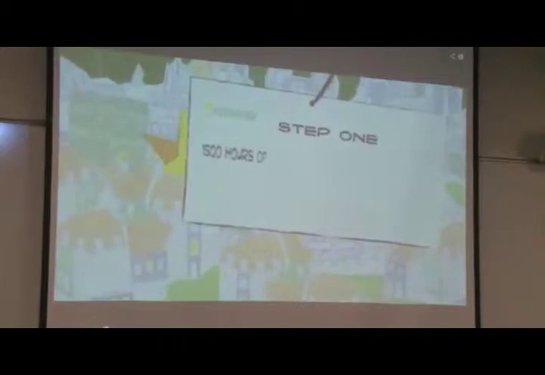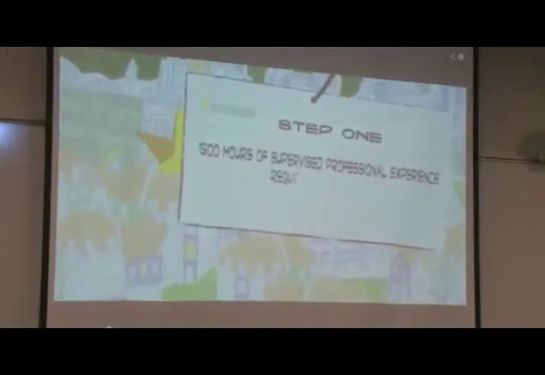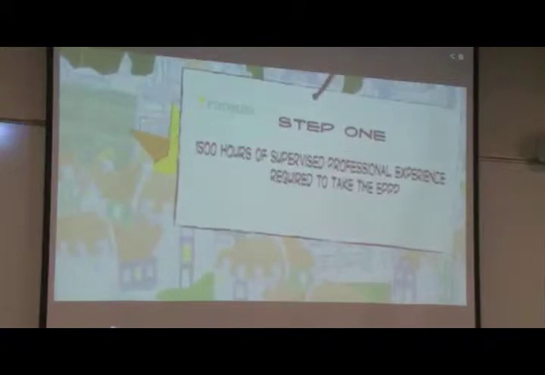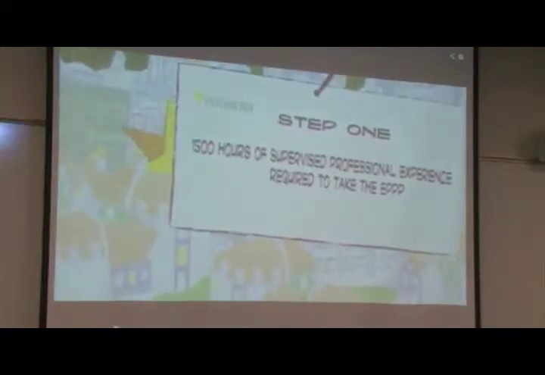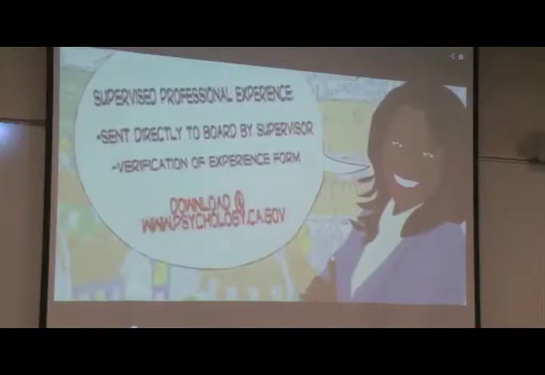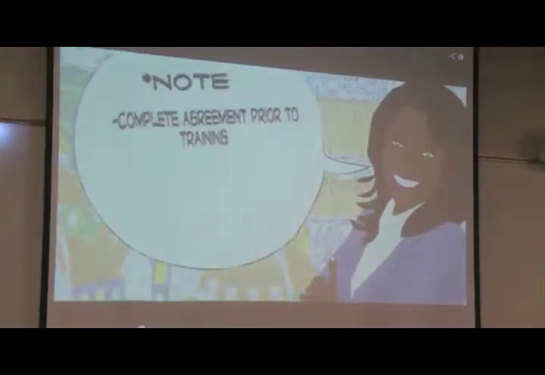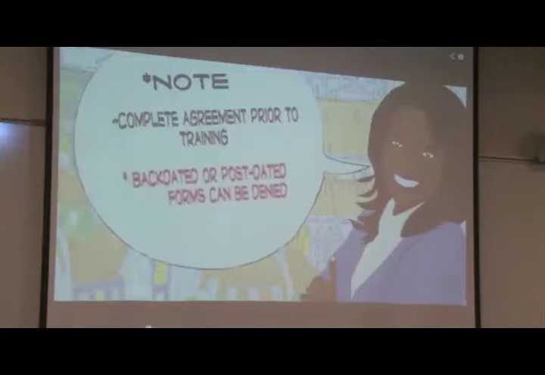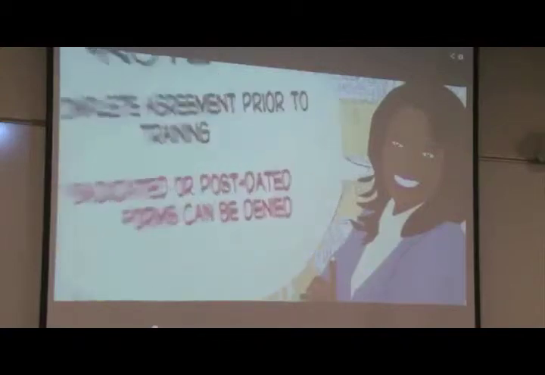Step 1. Submit supervised professional experience. The board requires 1,500 hours of supervised professional experience in order to take the EPPP. Supervised professional experience must be sent directly to the board by the primary supervisor using the verification of experience form. This form should be accompanied by a completed supervision agreement form. Please note that the supervision agreement form must be completed by the primary supervisor and supervisee prior to the commencement of training. Any hours submitted to the board with a backdated or post-dated supervision agreement form can be denied.